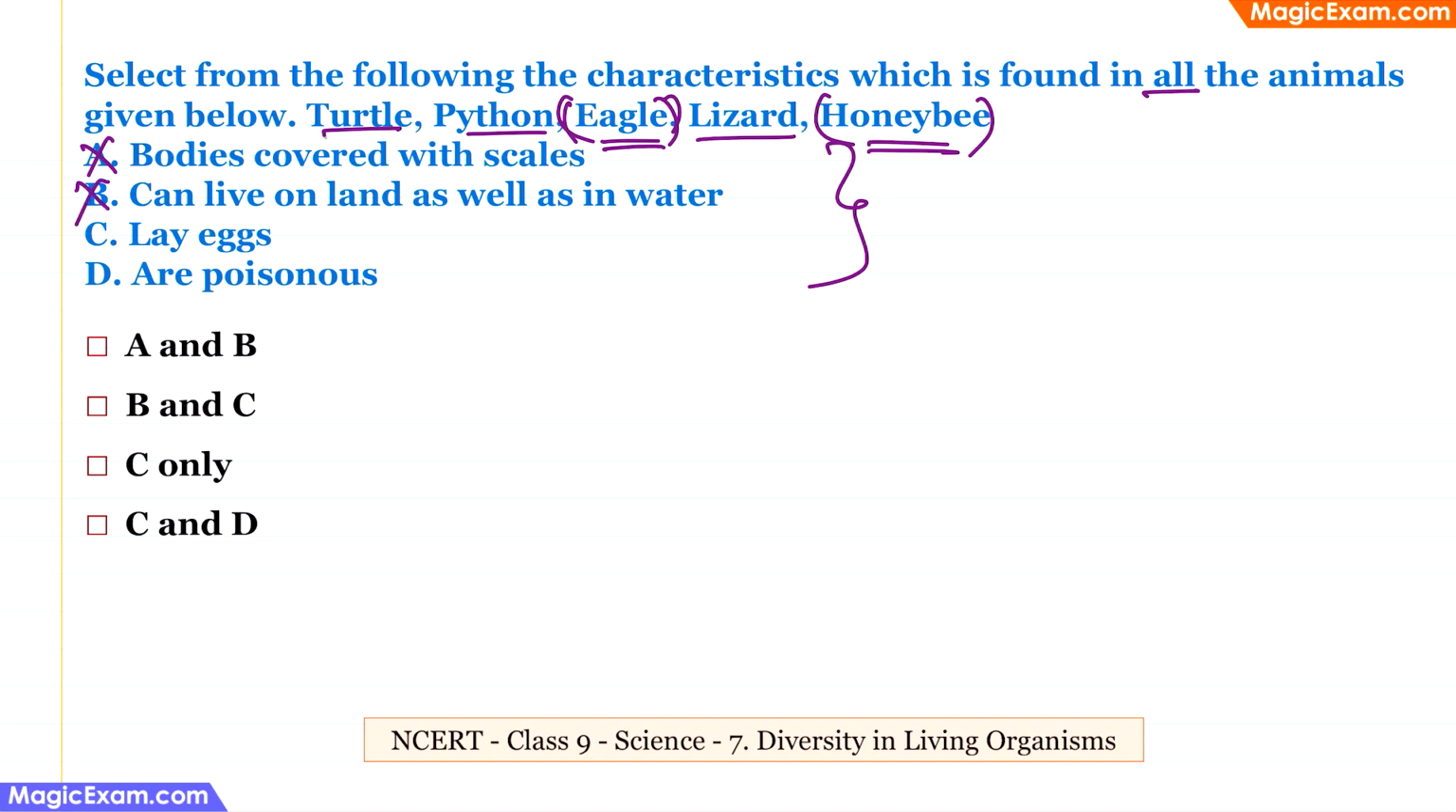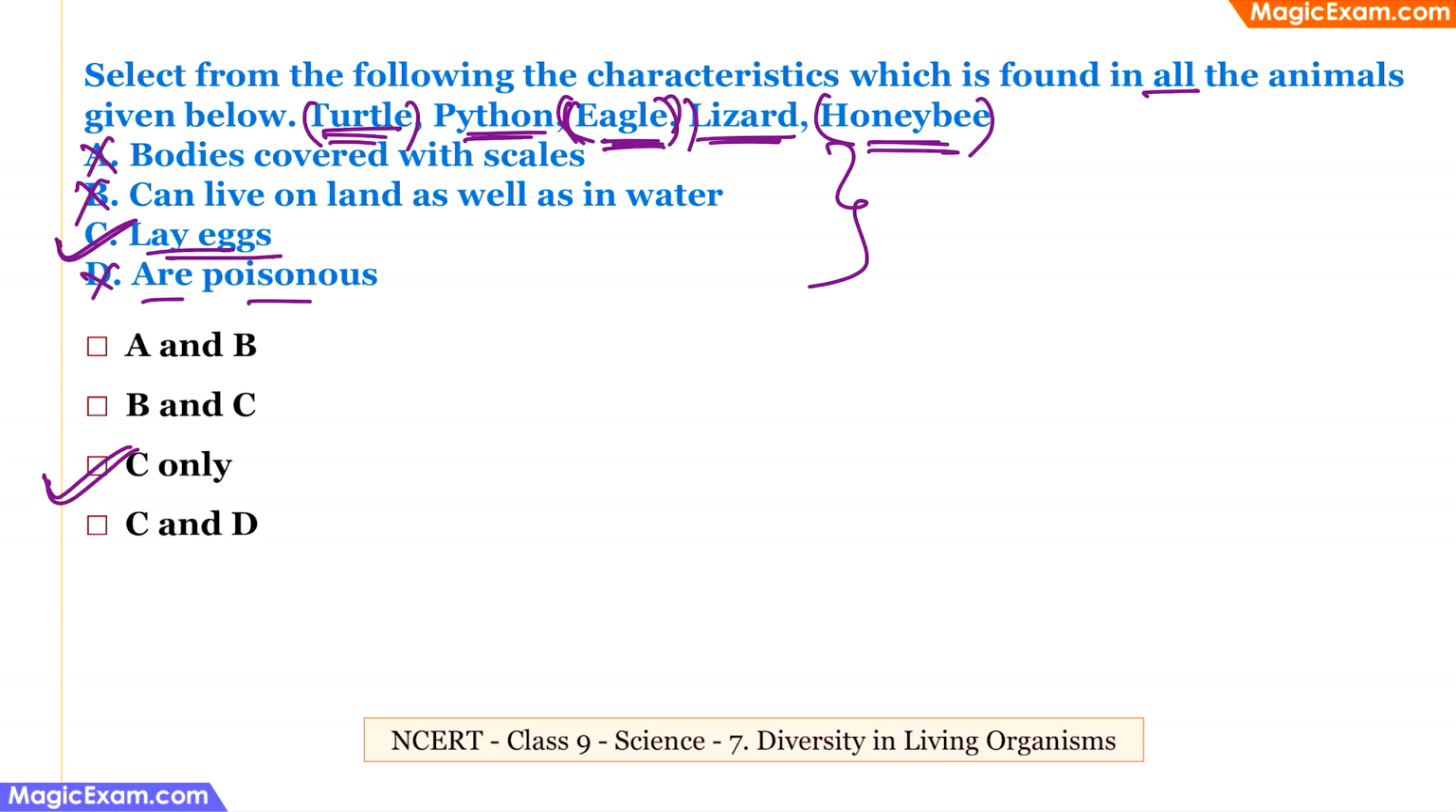Lays eggs. Now, all of these, whether it is turtle, python, eagle, lizard or honeybee, all of them lay eggs. Therefore, this is applicable to all. Next, are poisonous. Now, you know that eagle is not poisonous. Therefore, this also is not applicable to all. And even turtle is not poisonous. Therefore, the only statement that is applicable to all is option C, that is lays eggs. So this is the correct answer here.